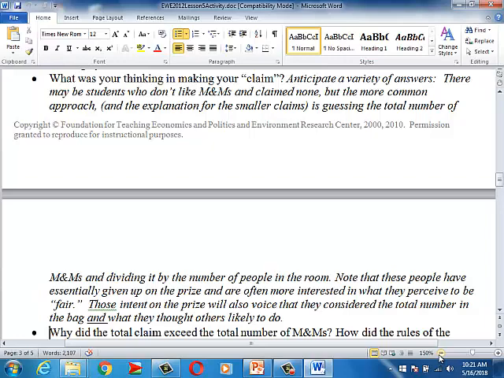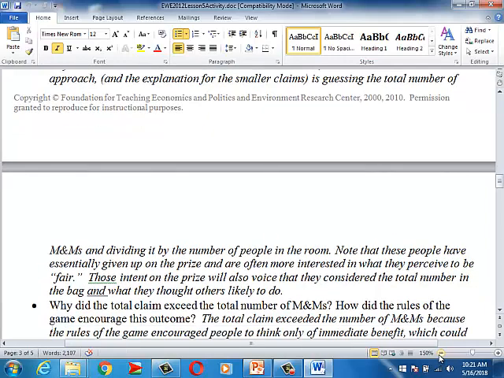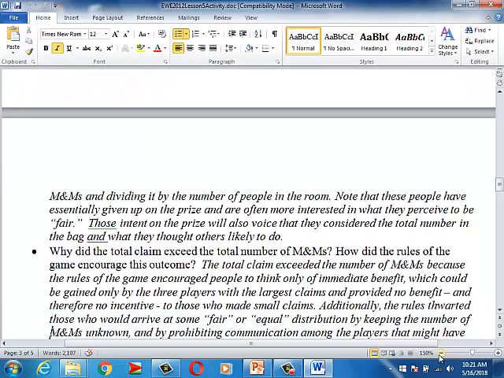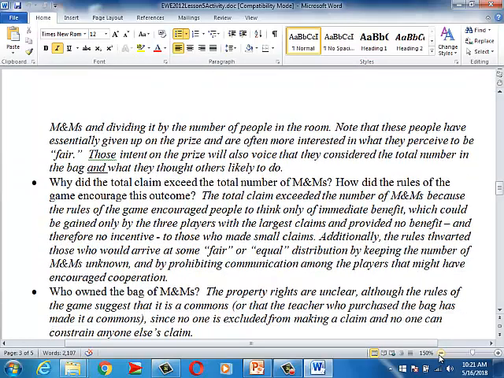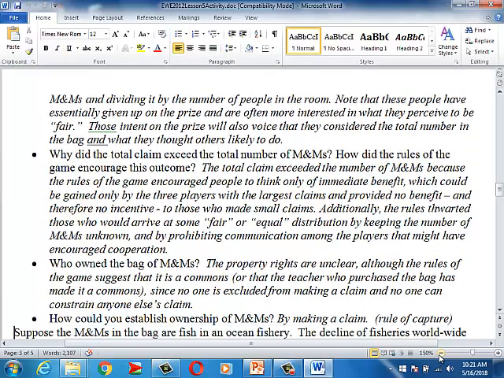what they considered the total number in the bag and what they thought others were likely to do. Why did the total claim exceed the total number? This was the expected outcome. How did the rules of the game encourage this outcome? Because the total claim exceeded because the rules of the game encourage people to think of the immediate benefit, which could be only gained by the 3 people.